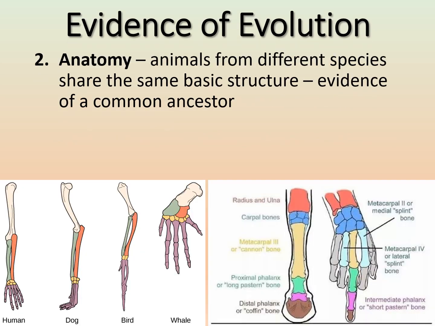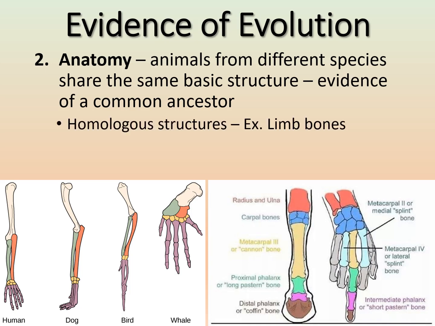So more evidence of evolution we can see through anatomy. Animals from different species actually share a very same basic structure, and this is evidence of a common ancestor. We've already talked about homologous structures, especially in the limb bones of mammals, right? They share the same structure of their limbs with those bones.